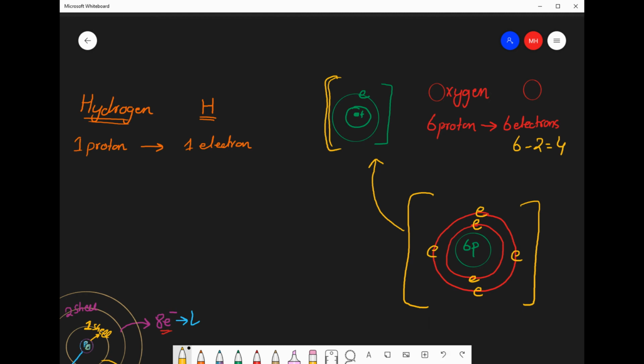There are a few things which we have talked about. Different shells can handle different numbers of electrons, and we talked about a general rule that the number of protons is equal to the number of electrons in an atom. Any questions so far?